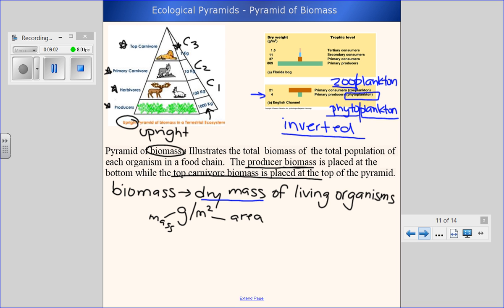So this is an example where the biomass of the producer would be smaller than the biomass of the primary consumer. Most of the time, in an aquatic food chain, this would be a really typical pyramid of biomass where the producers have a huge biomass. There's just tons of them. So the top example is a Florida bog, and the bottom example comes from the English Channel.